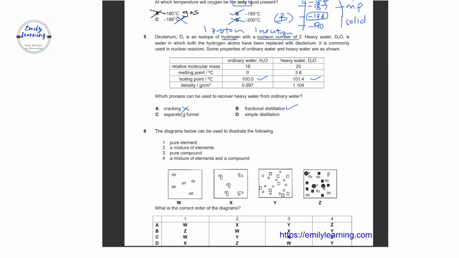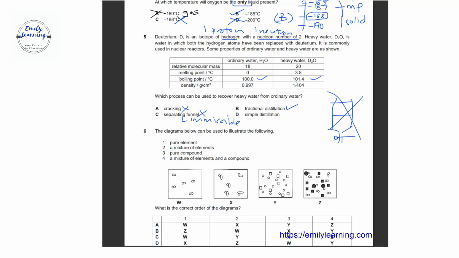Okay. A separating funnel is used to separate substances that are immiscible. Okay, so water will dissolve in water, right? It will form one single layer. You will not have 2 layers. You will not be able to get 2 layers of water. So this will not be possible because the D2O and the H2O will mix together to form one single water. Okay, so therefore a separating funnel is not possible.